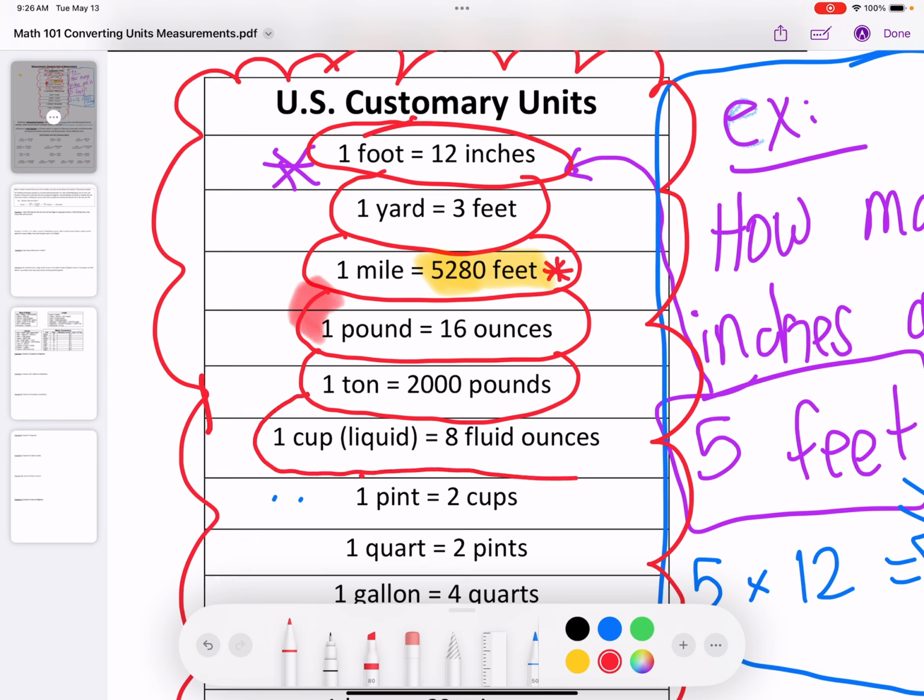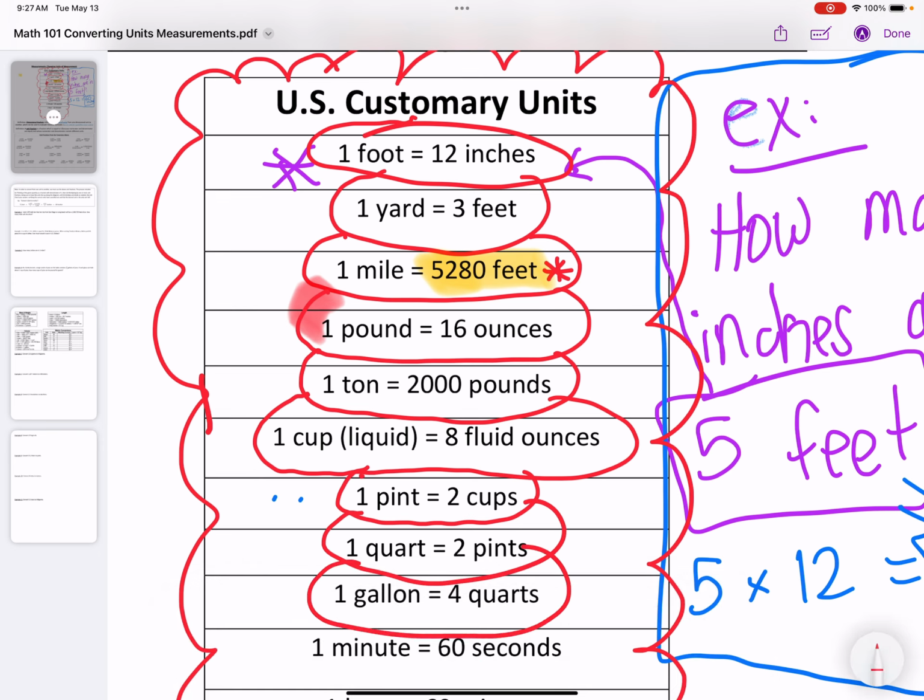And let's see, 1 cup. Now we're talking about liquids and volume here. 1 cup, a measuring cup full, is 8 fluid ounces. 1 pint is 2 cups. 1 quart is 2 pints. 1 gallon is 4 quarts. Oh my gosh. I'm only familiar with gallons because I buy milk or juice or whatever at the store. Otherwise, I wouldn't know what the heck.